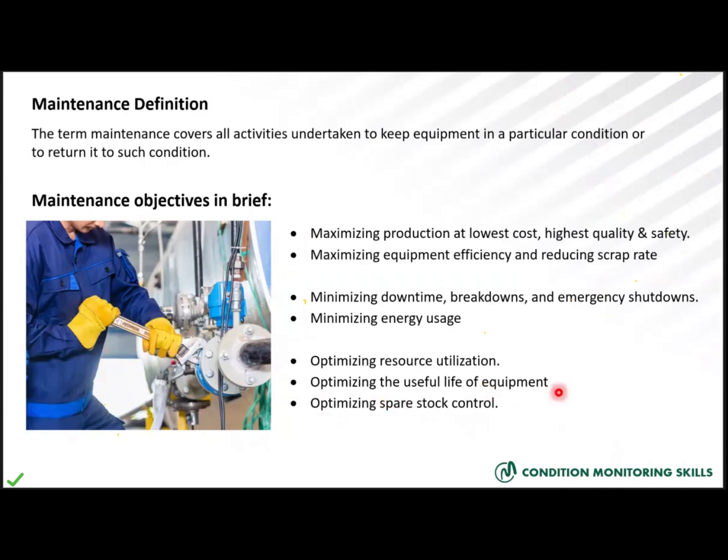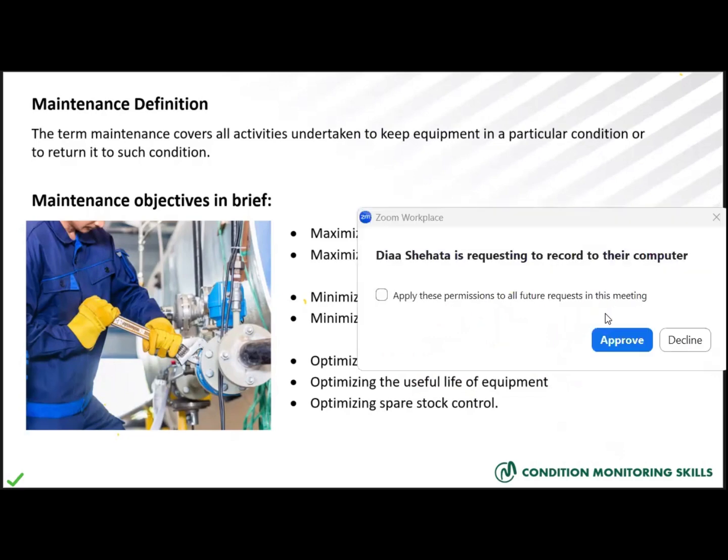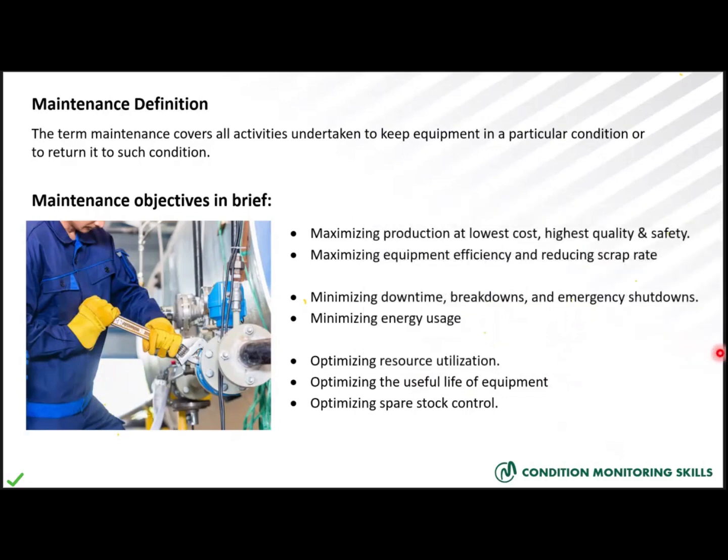Mainly, we do maintenance on our equipment to maximize production at a lower cost with the highest quality and the best safety practices, maximizing equipment efficiency and reducing the scrap rate, minimizing downtimes, breakdowns, and emergency shutdowns, minimizing energy usage and optimizing the resources we have, optimizing the useful life of the equipment, optimizing spare part stock control, and so on. So maintenance can affect all of this. Those are the main objectives of maintenance action.